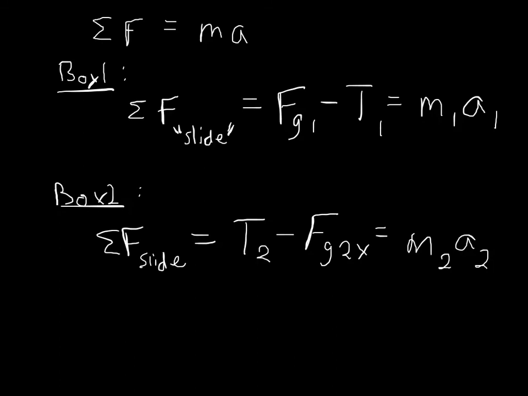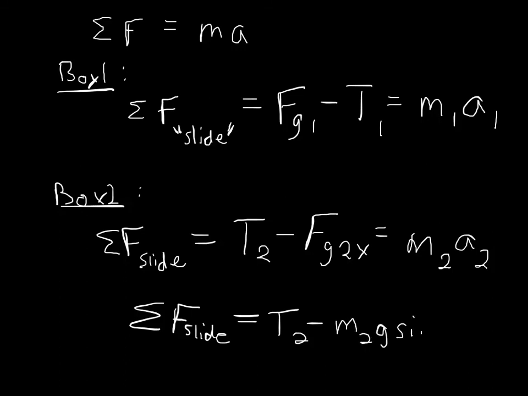So we can write this out a little bit differently. Sum of forces in the slide direction for box 2 is equal to T2 minus M2 times G times sine of theta. And that's equal to M2 A2. Okay?